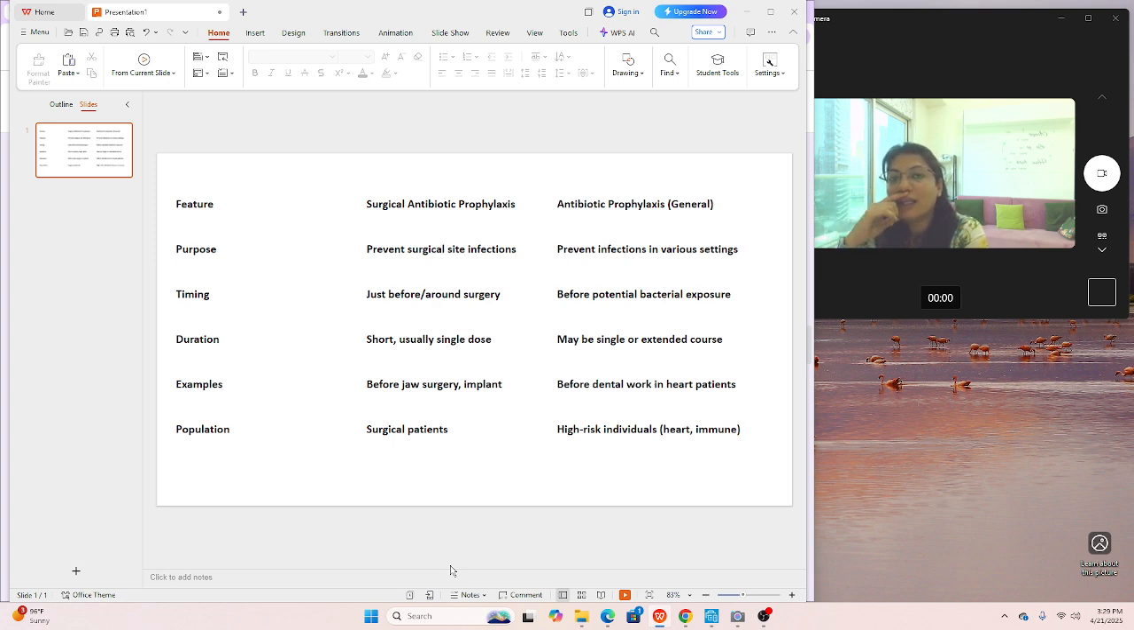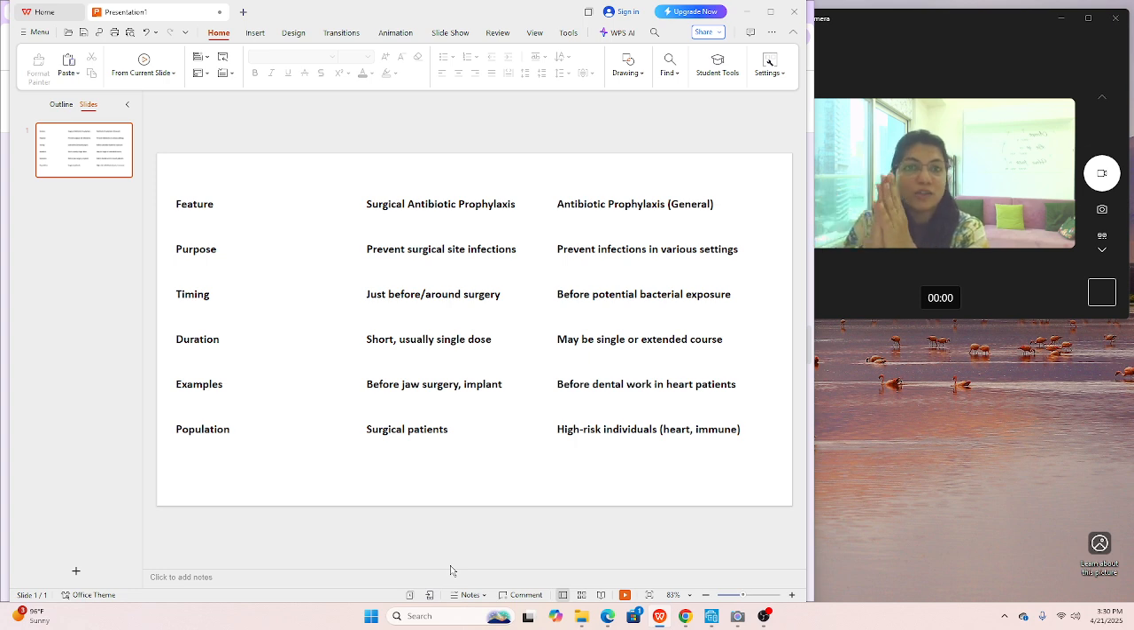A healthy 30-year-old female comes to you and you have to do a very complicated third molar impaction surgery. Would you be giving this patient antibiotic prophylaxis? You will think it's a complicated surgery, yes. No, you would not give antibiotic prophylaxis. You would give surgical antibiotic prophylaxis.